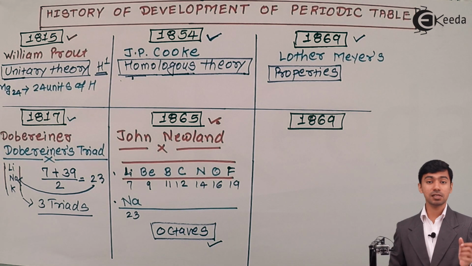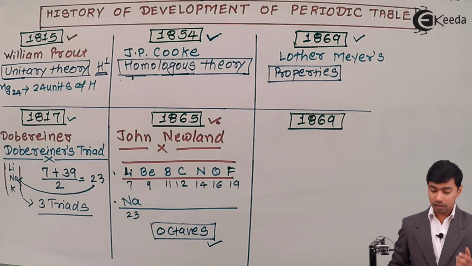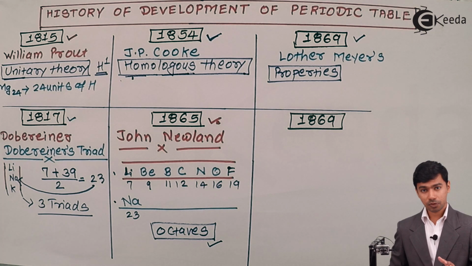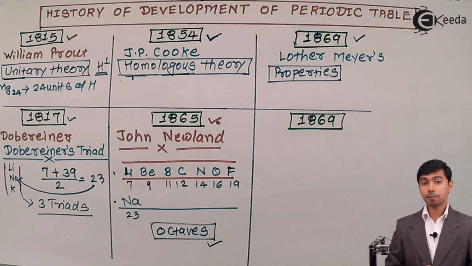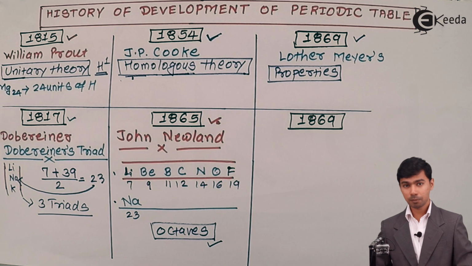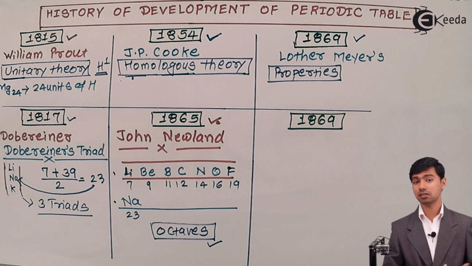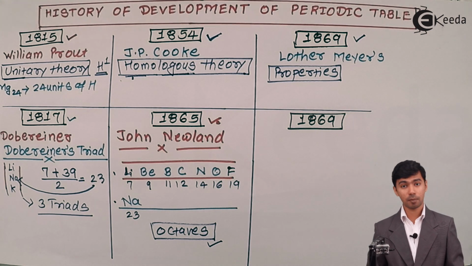But again, because of some drawbacks, because of the newer entries, this theory fell down, because the properties of noble gases are not suitable for this one, as noble gases have completely different properties than the others. So this was the drawback of Lothar Meyer.